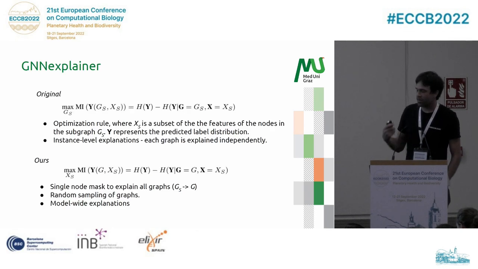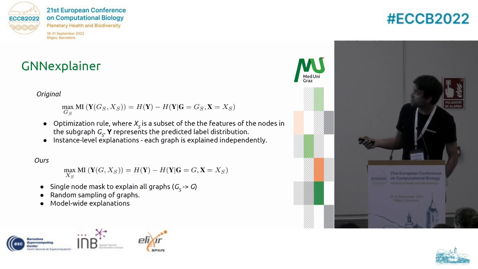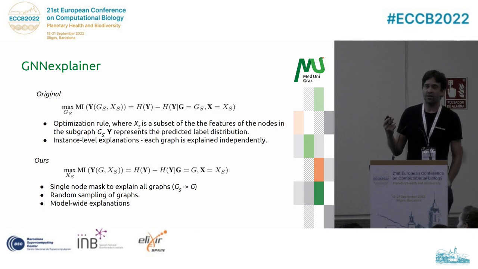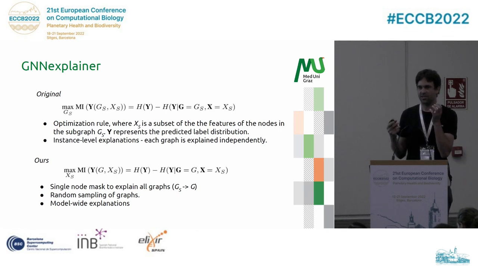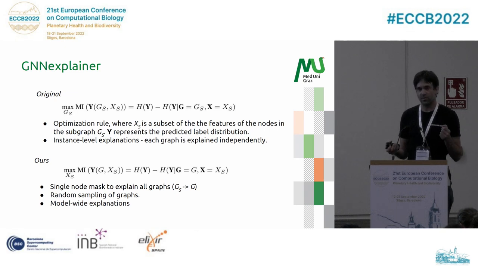So the GNN explainer, which I think was published four years ago and is basically the very first published method to explain GNN decisions, tries to maximize the mutual information between the predicted labels of the GNN classifier and the predicted labels when only considering a subset or sub area of the graph. And what was also reported in literature, and what we also observed in experiments, is that it tries to explain each graph independently, and thus the consequence is that it may overfit the explanations.